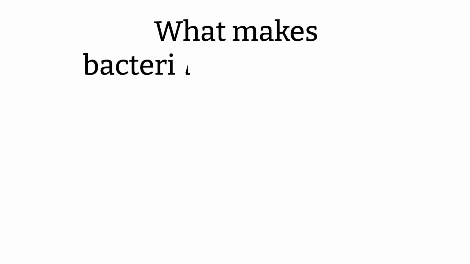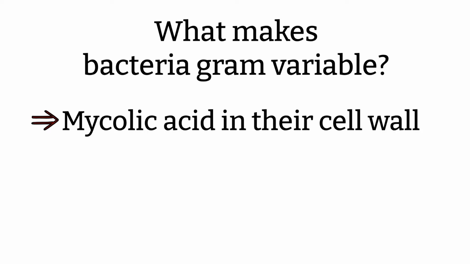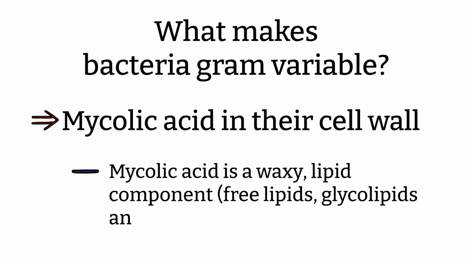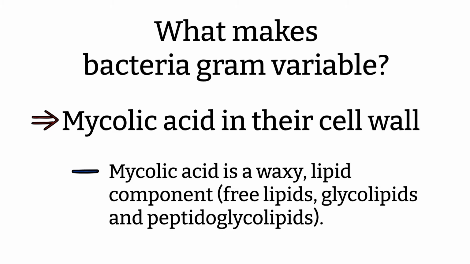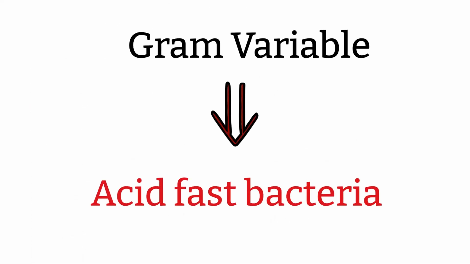The reason that some of these bacteria cannot be differentiated using Gram stain is because they have mycolic acid in their cell wall. Mycolic acid is a waxy lipid component in the cell wall, and due to such property, it prevents the Gram stain from staining the bacteria properly. That's why we have to learn and perform acid-fast stains. We are using acid-fast stains to group bacteria into acid-fast bacteria and non-acid-fast bacteria.